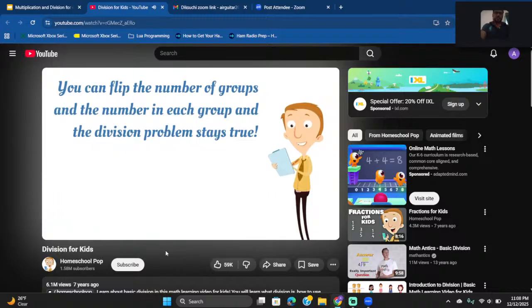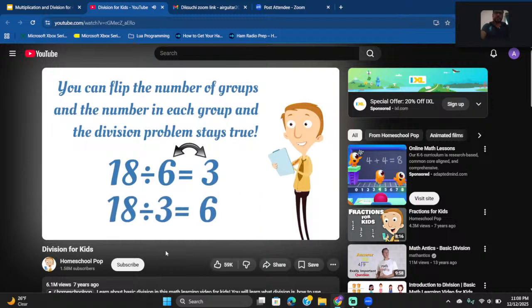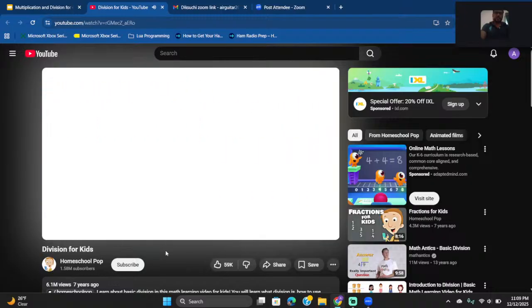Or look at this. 18 divided by 6 equals 3. Remember, we can flip the number of groups and the number in each group, and it still stays true. So we could switch the 6 and the 3, and it stays true. So 18 divided by 3 equals 6. The 6 and the 3 can be flipped. So 18 divided by 6 equals 3, and 18 divided by 3 equals 6. Pretty nifty. Those were some cool facts.